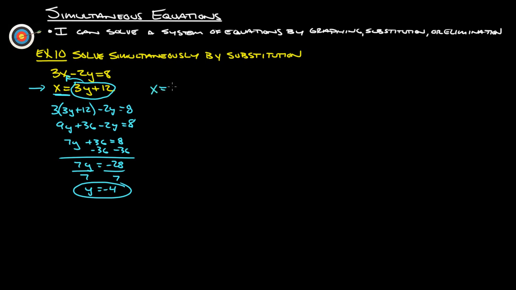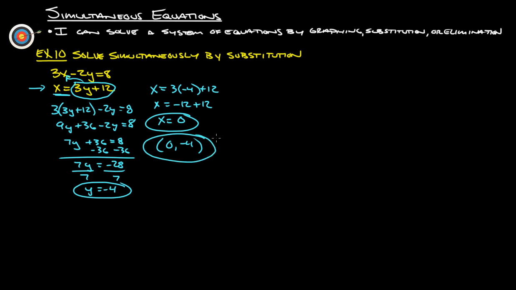So x equals 3 times y, which we now know is negative 4, plus 12. So x is going to equal 3 times negative 4, which is negative 12, plus 12. X equals 0. So the intersection point is 0, negative 4.